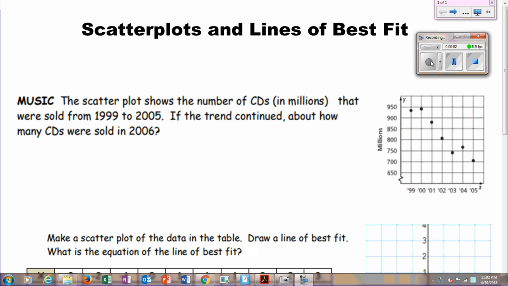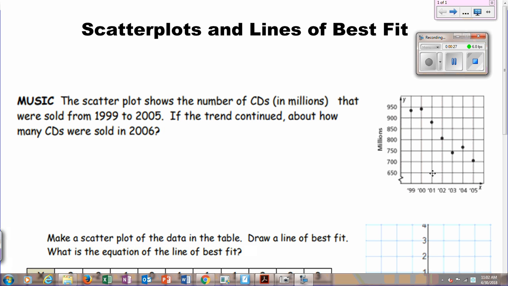Hi guys, with the Keystones approaching, today is working on scatter plots and lines of best fit. So some keys with lines of best fit: a lot of times we think it has to run through the origin, or (0, 0). So make sure that whenever you're drawing a line of best fit, you're not thinking that it has to run through this point here, because it does not necessarily have to.